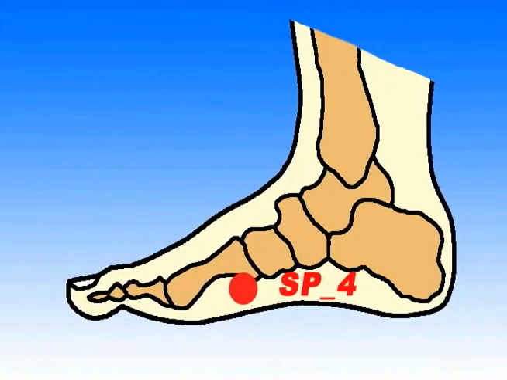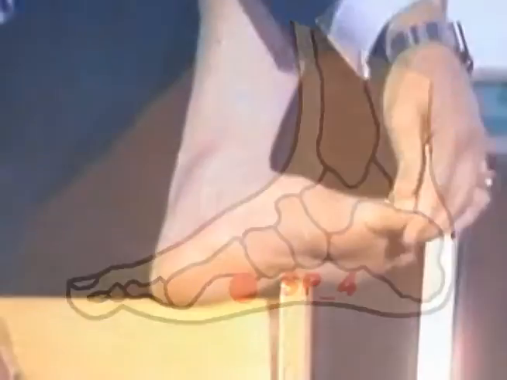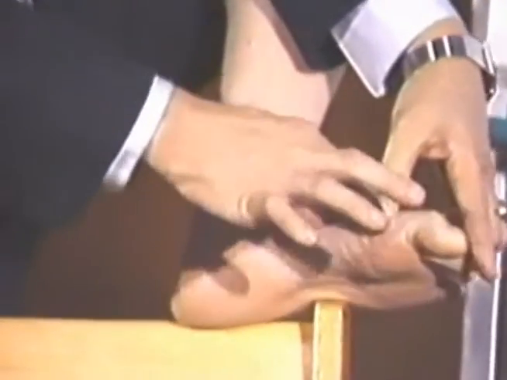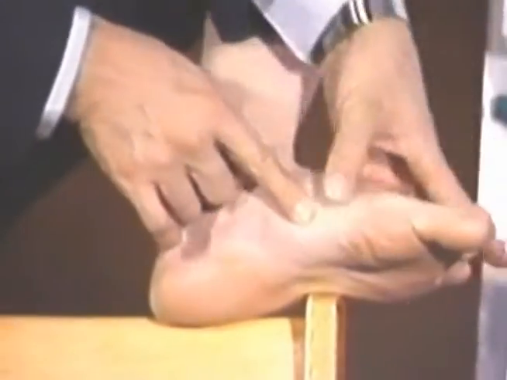SP4, spleen meridian. Traditional name, Kung Sun, grandson. Location, on the bottom of the foot in a hollow behind the joint of the big toe. The point is sensitive to pressure. This point is right in between the big toe and the second bone, right under there. So here the big toe, 1 bone, 2, and here's the long bone in here.